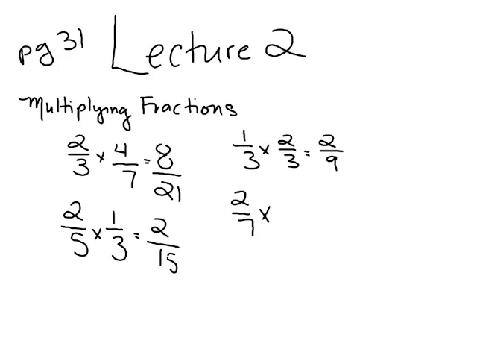So 2/7 times 1/3 is our next example. Straight across. 2 times 1, 2. 7 times 3, 21. Will that simplify? No. 4/9 times 2/3. 8 over 27. Will that simplify?